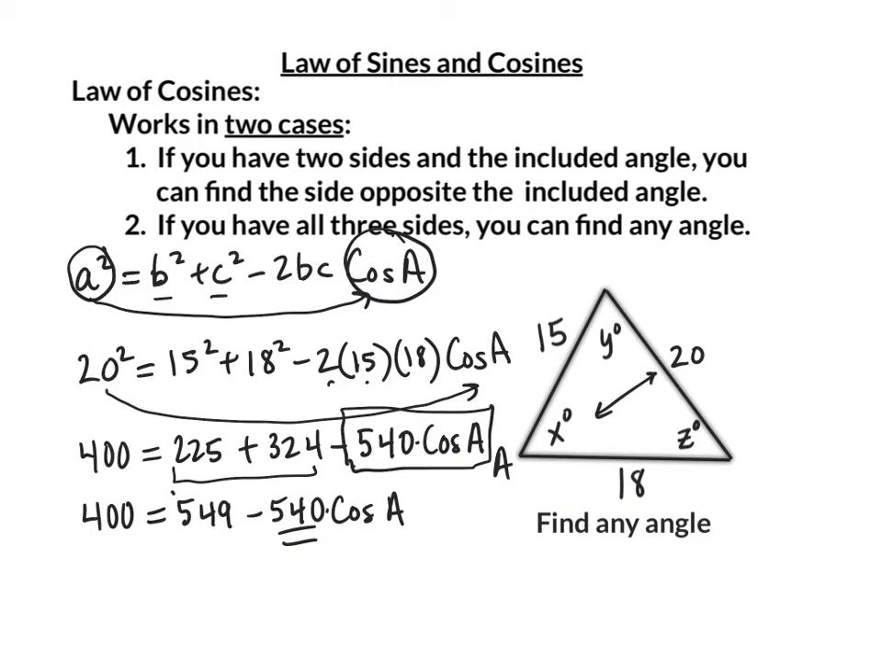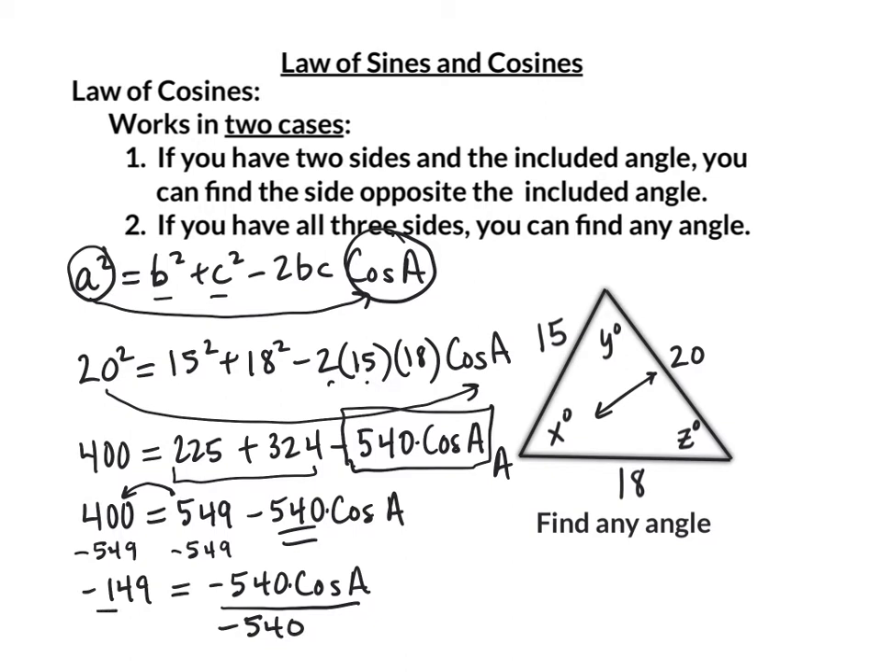So first of all, I'm going to solve for A. I need A by itself. I'm going to move this over there, and I'll subtract 549 from each side. 400 minus 549 is negative, don't worry, negative 149 equals, and I'll bring that down, negative 540 cosine of A. Now I can finally divide and get rid of that negative 540. Divide both sides by negative 540.